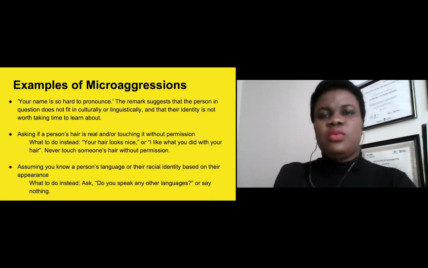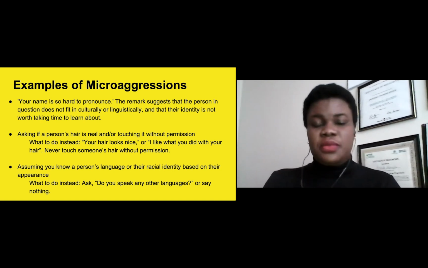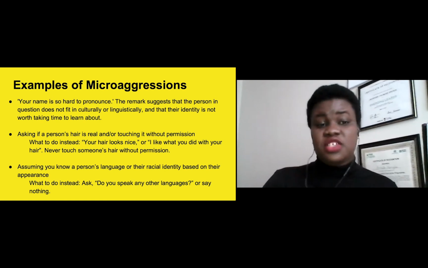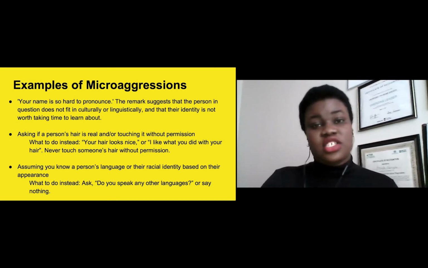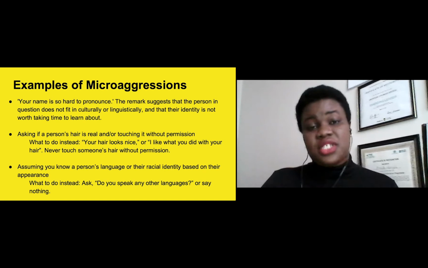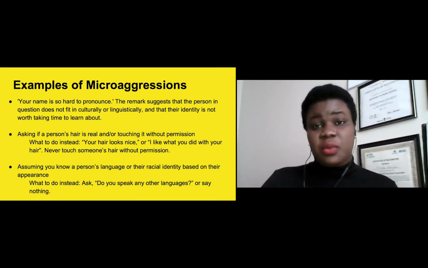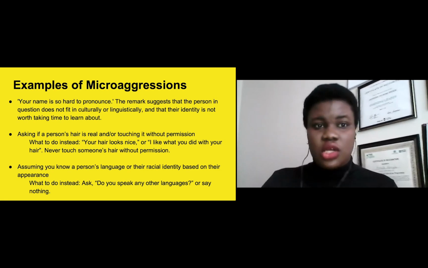There are so many ways that microaggressions are displayed in our society. I will just give two examples. The first one is assuming that you know someone's language or racial identity based on their appearance. A lot of newcomers here in Canada who eventually become Canadians, or children born here in Canada to immigrant parents, go to school or to work, and people ask them, oh, where are you from? Because you assume that the person is not Canadian. Just be aware that itself is a microaggression. So what should you do instead? Ask the person, do you speak any other language, or just say nothing.